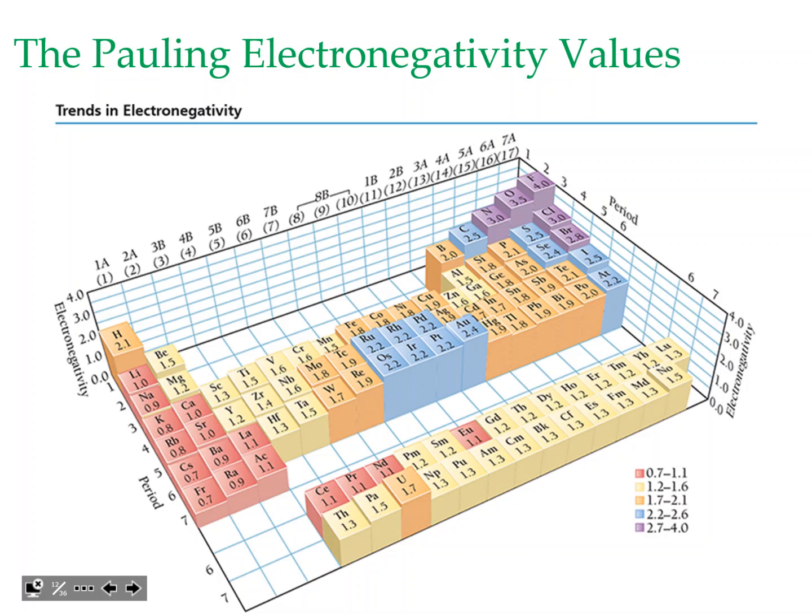And in the learning target, it said qualitatively, so we're doing it based off of the trend. You basically just go with the idea that it increases as you go up a group, and increases as you go across a period.